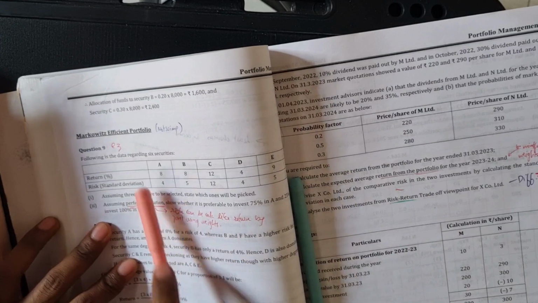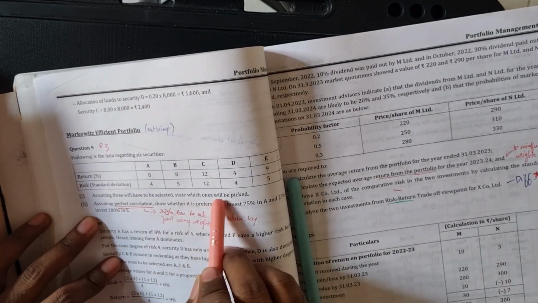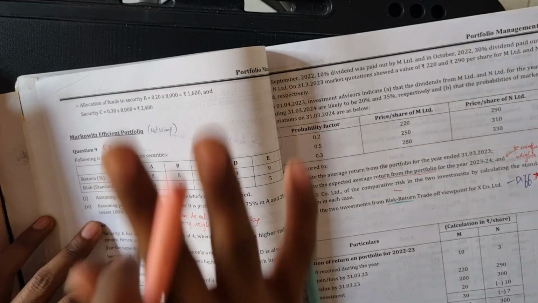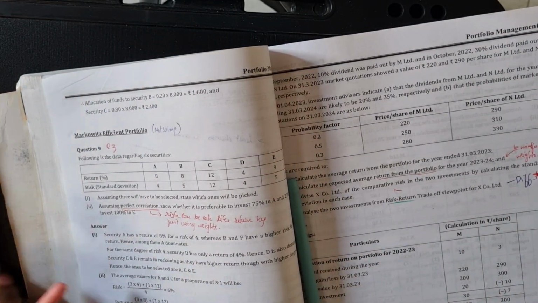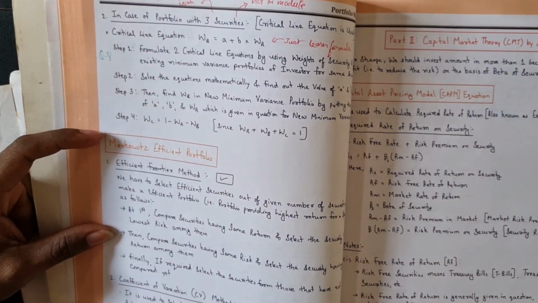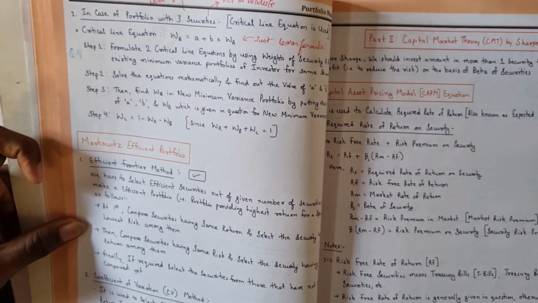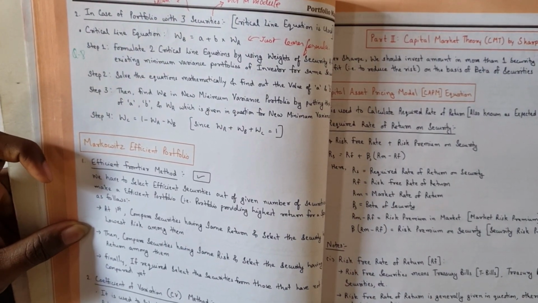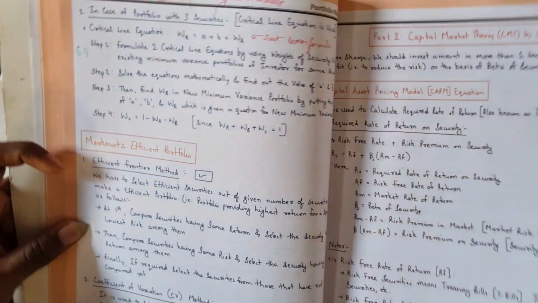They are given 6 securities, and assuming 3 will have to be selected, state which ones will be picked. So we need to select only 3 securities, which ones should be prioritized first. First we'll follow the steps here. At first, compare securities having the same return and select the securities having lower risk among them.